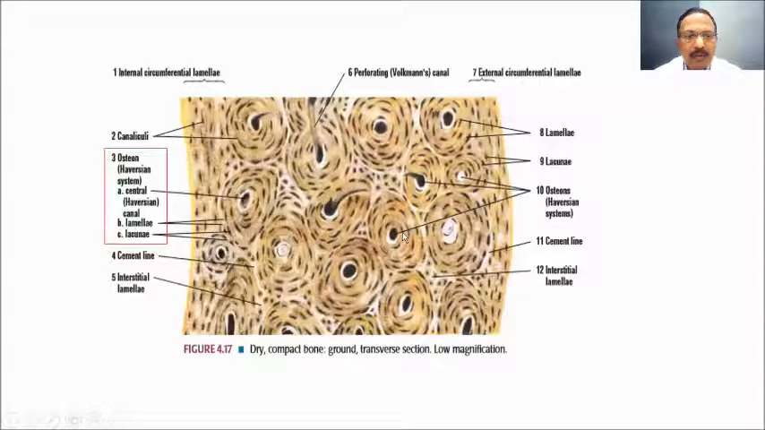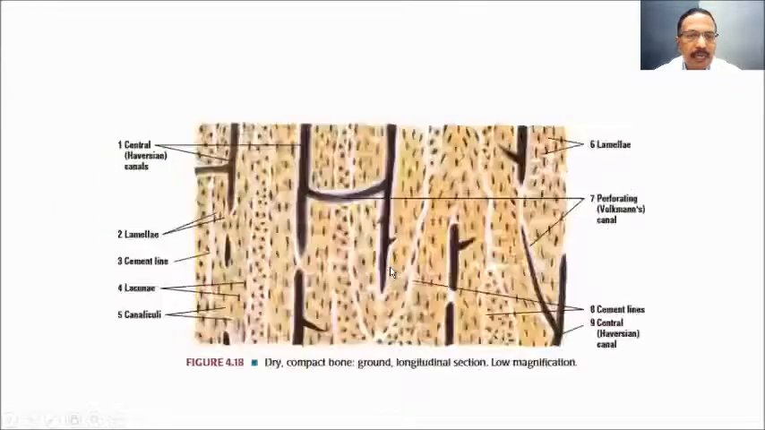So they are all sheets of bone lamellae, which are placed one after the other, and in between, the dark dots represent the space for the osteocyte, or the lacunae. Within this lacunae only osteocytes are placed, and lacunae are connected with each other by canaliculae.